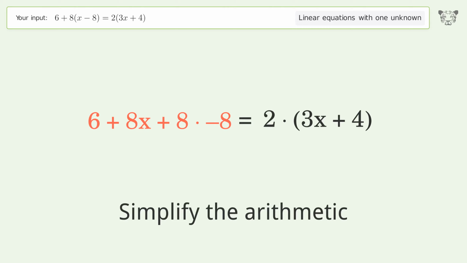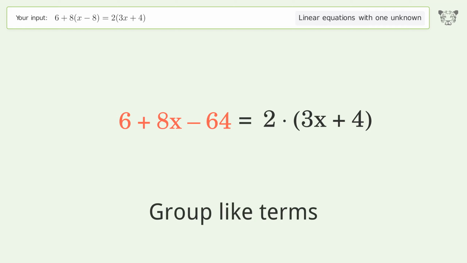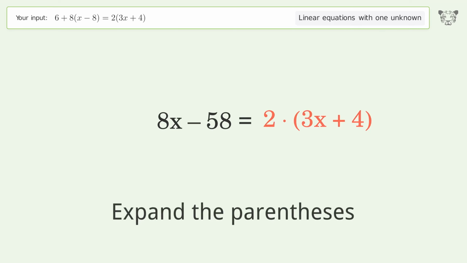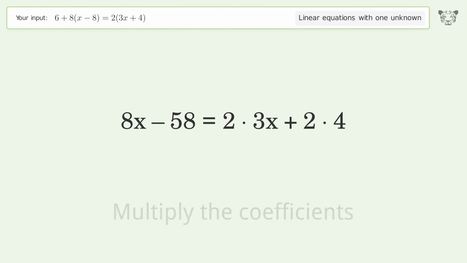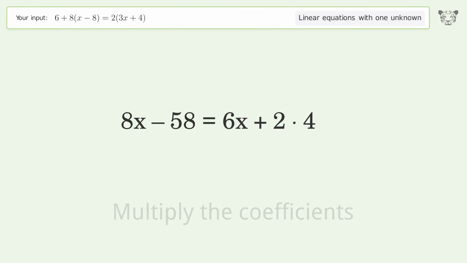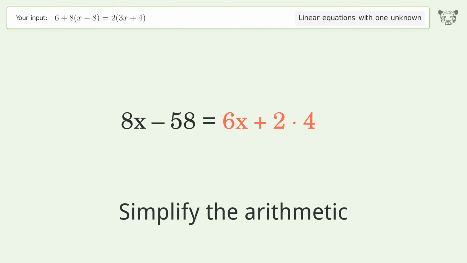Simplify the arithmetic. Group like terms. Simplify the arithmetic. Expand the parentheses. Multiply the coefficients. Simplify the arithmetic.